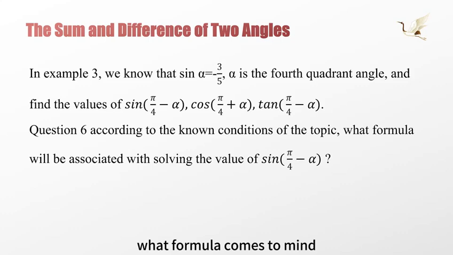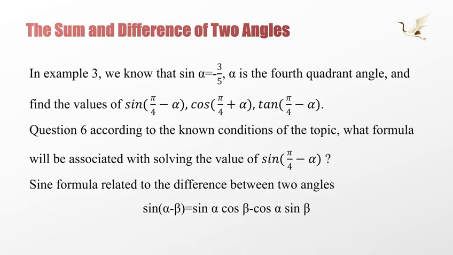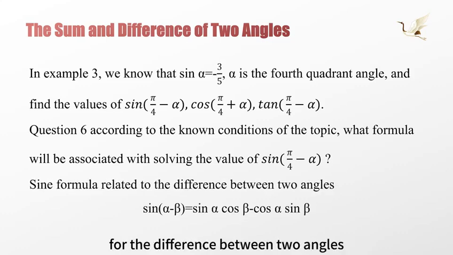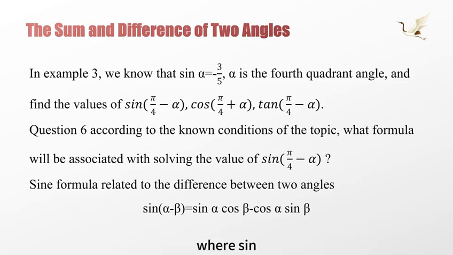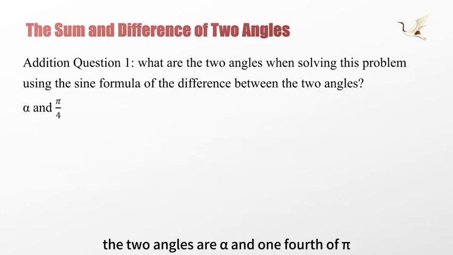What formula comes to mind when solving for the value of sin(1/4 pi minus alpha) based on the known conditions of the problem? We will think of the sine formula for the difference between two angles, where sine (alpha minus beta) equals sine alpha cosine beta minus cosine alpha sine beta. So when using this formula to solve this question, what are the two angles? The two angles are alpha and 1/4 pi.